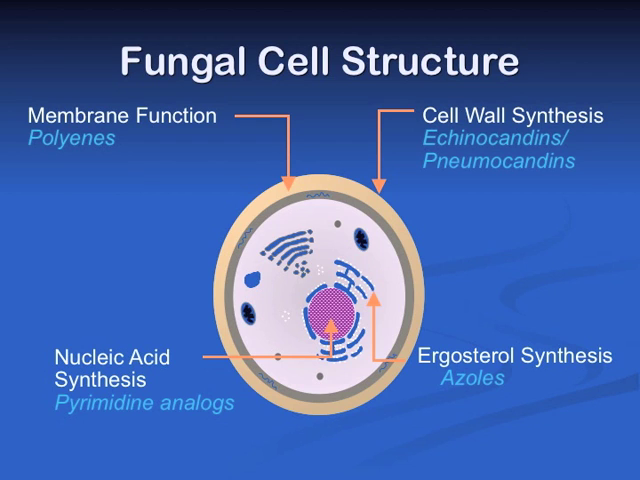So, this is a little cartoon to just kind of show the fungal cell structure. This, of course, is an example of a yeast, but in general, we have these different sites that our antifungal drugs can attack, right? In terms of the membrane function, we have the polyenes, most notably amphotericin, but also nystatin falls in this category. In terms of cell wall synthesis, we have our echinocandins. Ergosterol synthesis is inhibited by our azole antifungals, and nucleic acid synthesis is inhibited by our pyrimidine analog, which is 5-fluorocytosine, flucytosine.